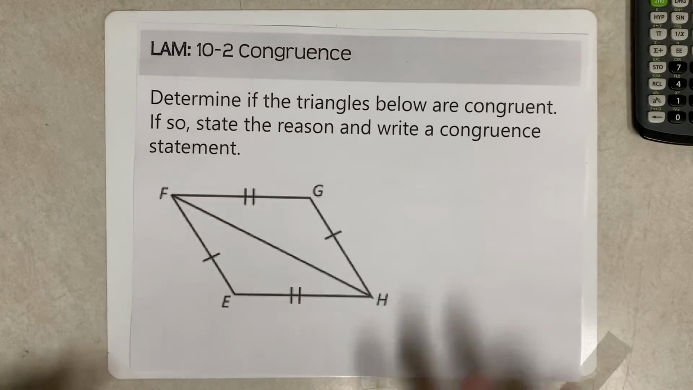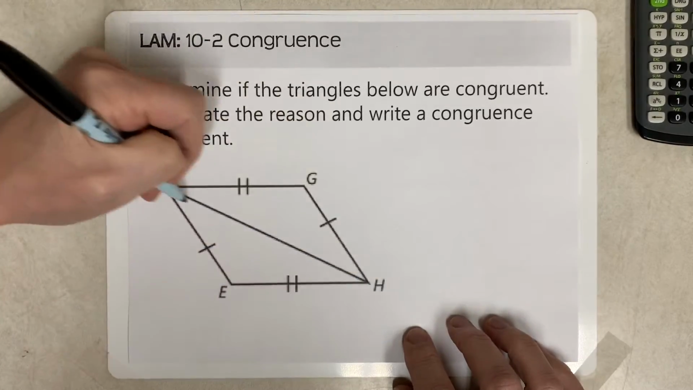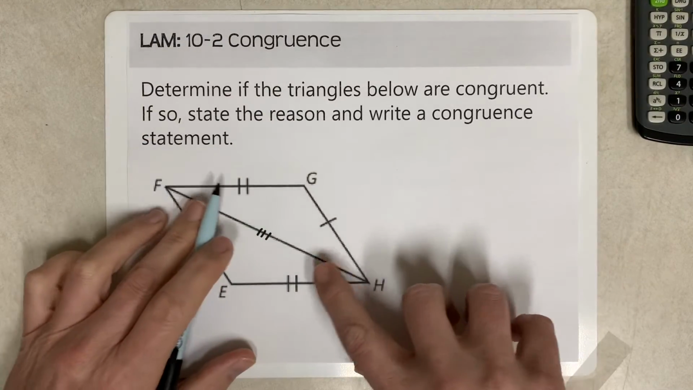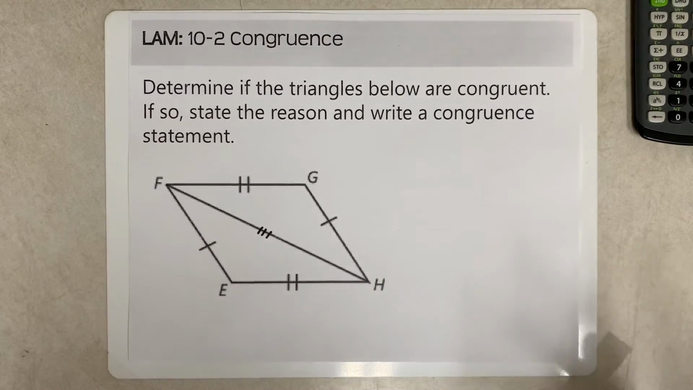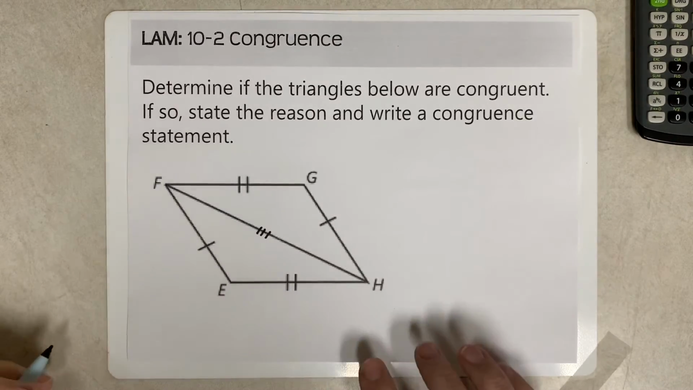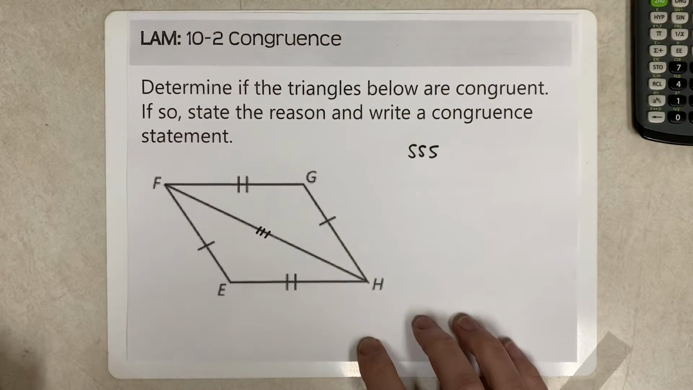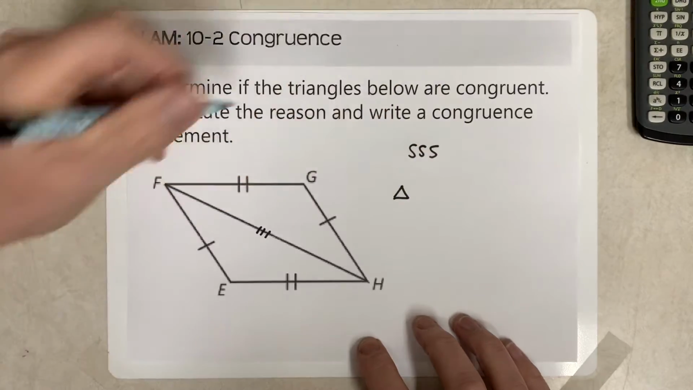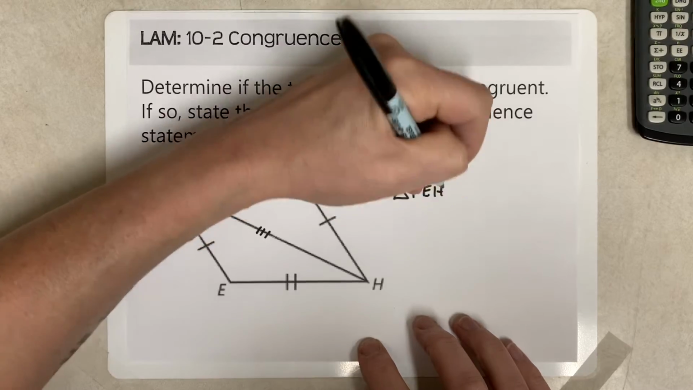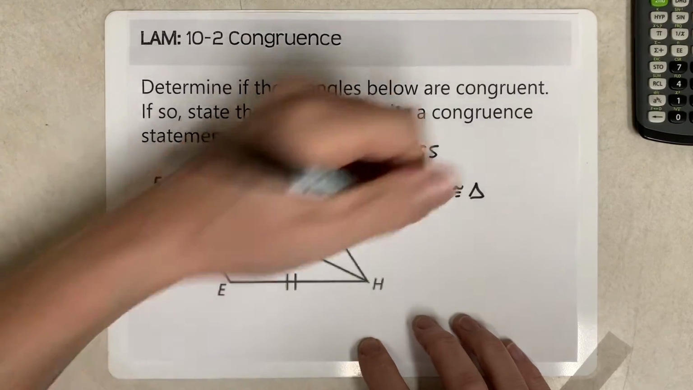Okay, this time, kind of getting used to seeing some of this stuff like this shared side automatically. Now, it looks like a parallelogram. It looks like these two are parallel and these two are parallel, but I don't know that for sure. So I'm not given that these angles are congruent, so I have to just go on sides. So I kind of have to go with side, side, side for this one. And then if I want to write my congruency statement, I'm going to go FEH congruent to HGF.